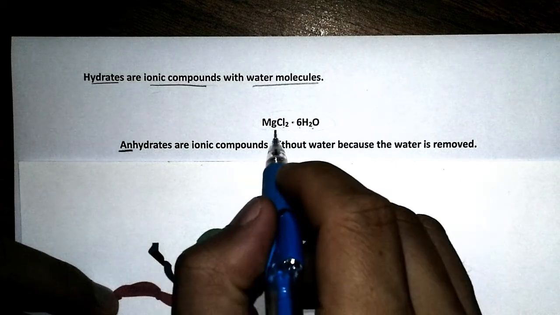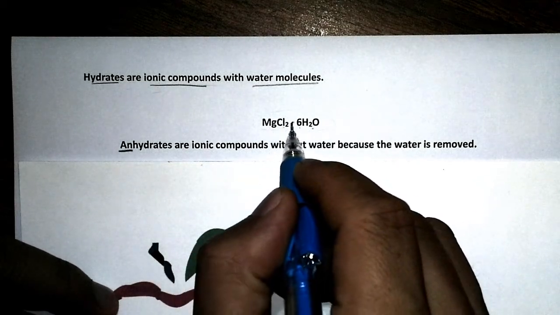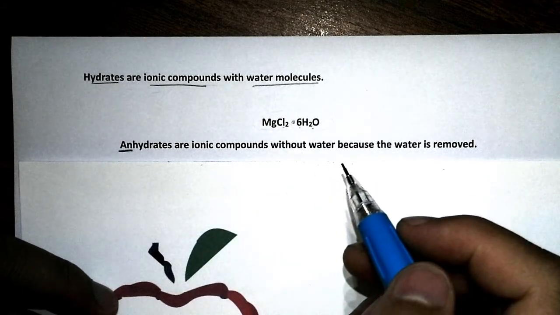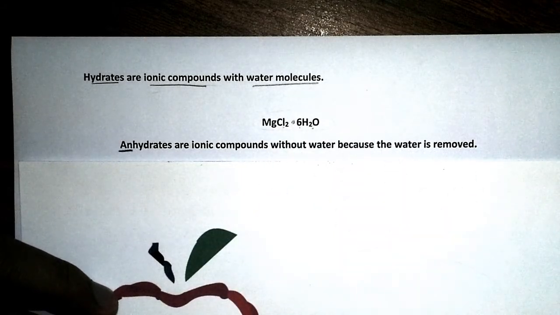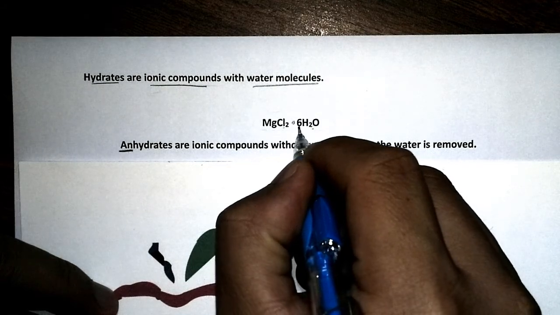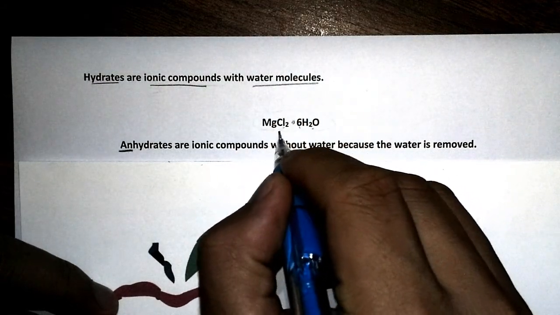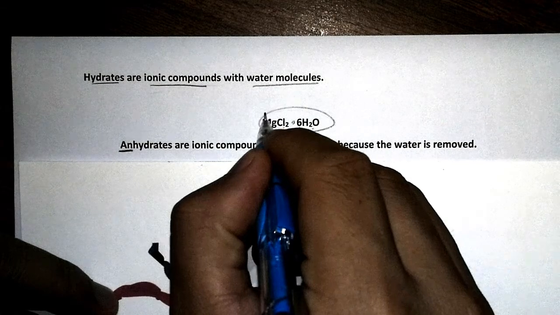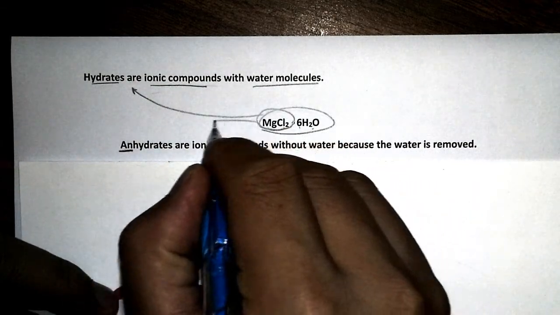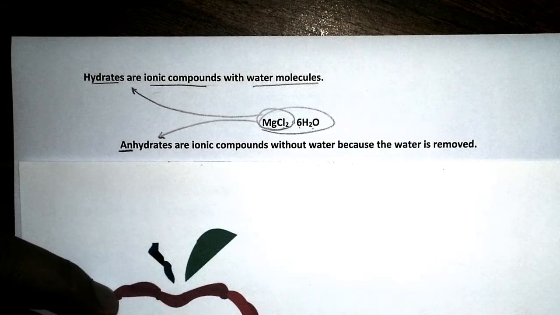Now let's look at the chemical formula more closely. First of all, you notice that there is a dot right there. If you go back to your math class, this dot actually represents a multiplication sign. So it is saying that there are 6 water molecules surrounding this ionic compound. The whole entire thing is called a hydrate. But the ionic compound by itself is called the anhydrate.